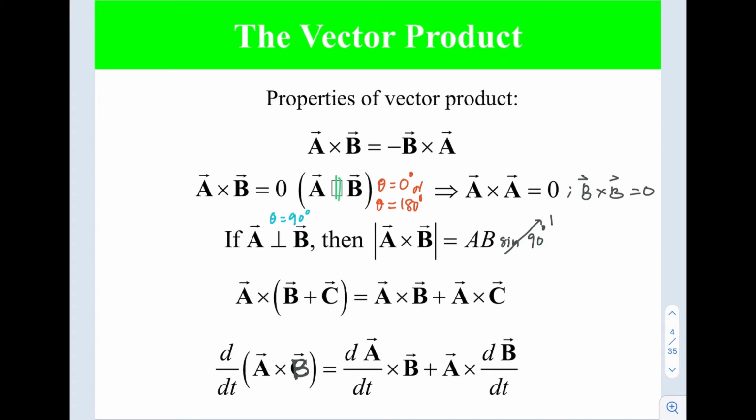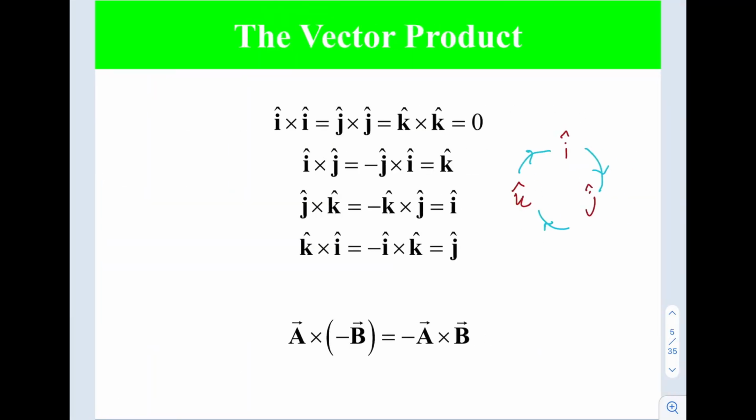Next one. If you want to do the differentiation of A cross B with respect to time, for example, you may rearrange this into dA over dt cross B. Do the differentiation, and then after that do the cross product between A and B. Plus A cross dB over dt. You may rearrange it into this method.